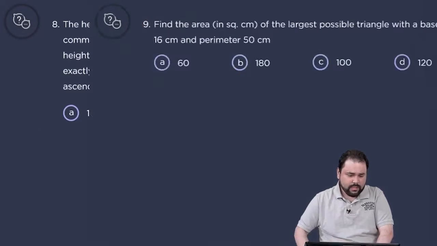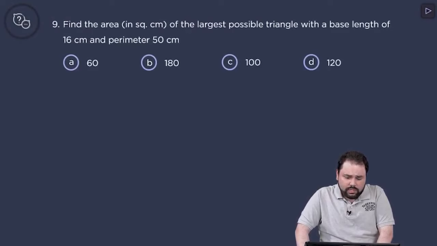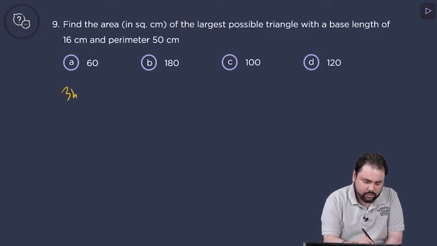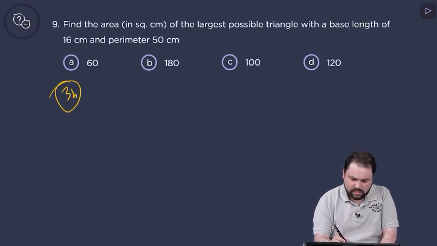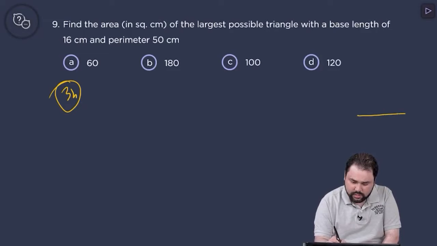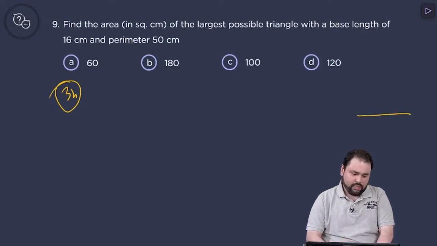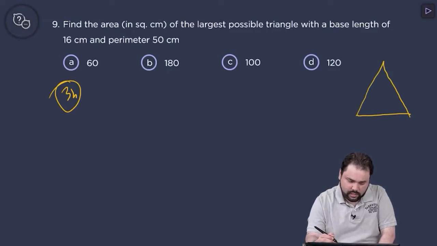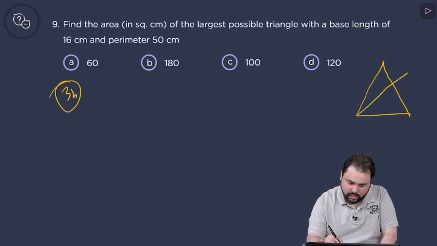Okay, this was easy. Okay, find the area of the largest possible triangle with a base of 16, perimeter of 50. Base is 16, perimeter is 50. So the sum of the other two sides will be 34. So let's imagine this is the base. 16, 34. Let's imagine if both were equal. So then 17, 17. Now imagine if one was 20, the other 14. Now keep imagining more.